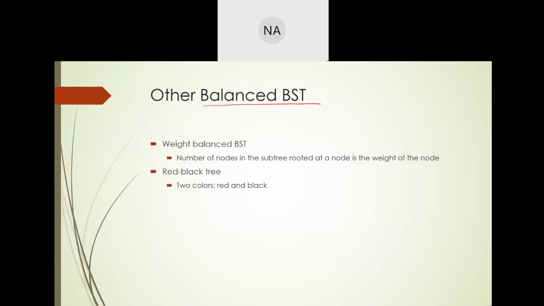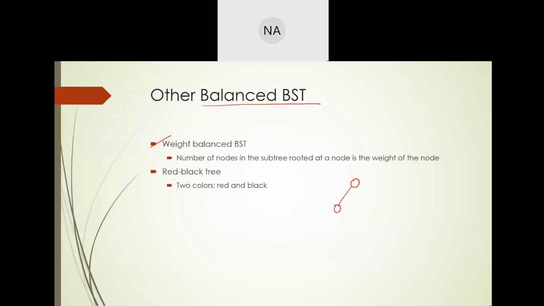We can define a weight balanced binary search tree instead of a height balanced BST. In the weight balanced binary search tree, we use the weights of the nodes to define its balance. So what is the weight? Weight can be anything. You can define the weight of a node in different ways. The most widely used definition of the weight of a node is this.